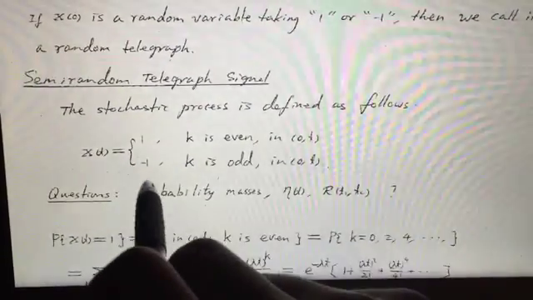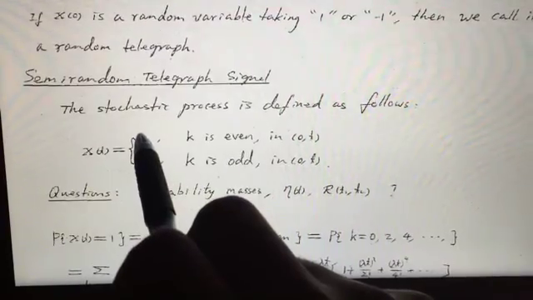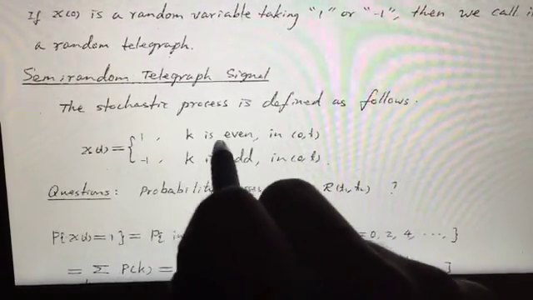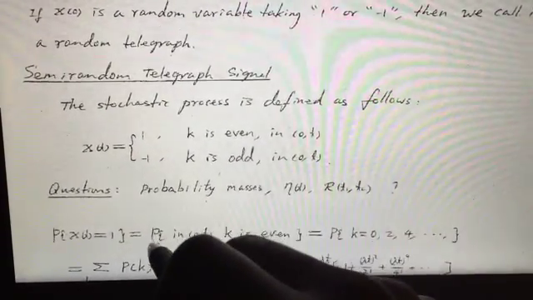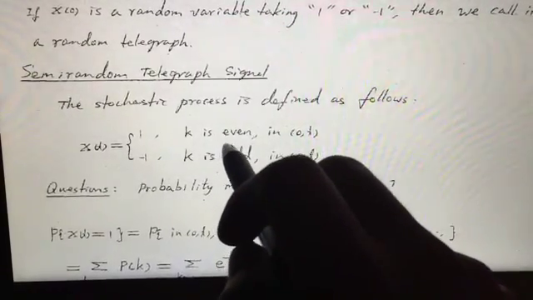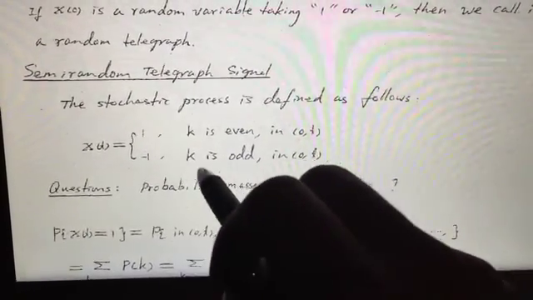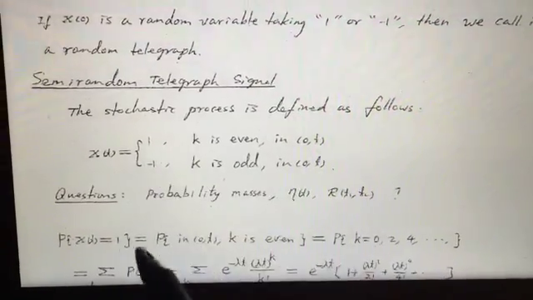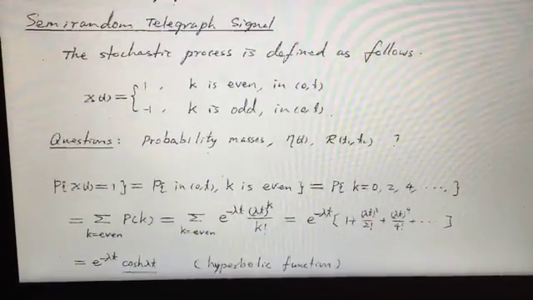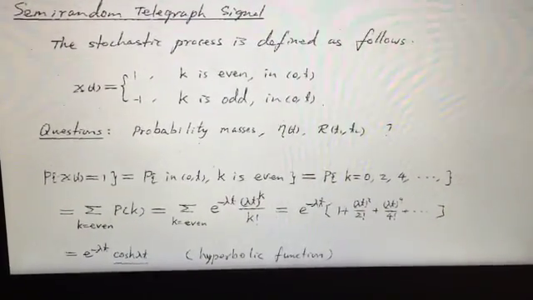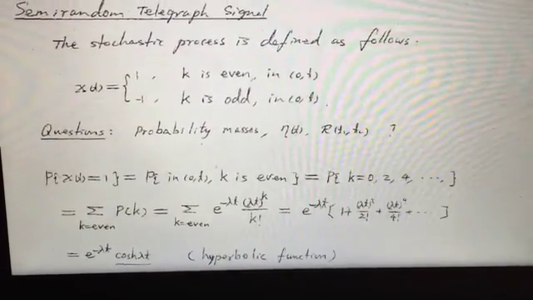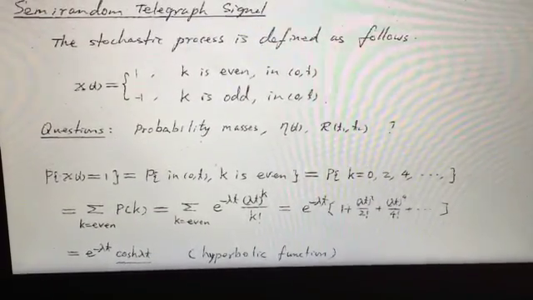As we can see, it's defined as 1 if the value of k turns out to be even in 0 to t. So if I'm tossing a coin, and the number of heads is even, it's going to be a 1, and if it's odd, it's going to be a minus 1. That's pretty simple.